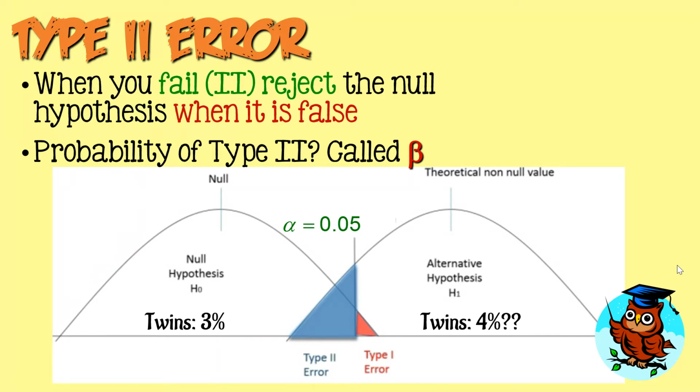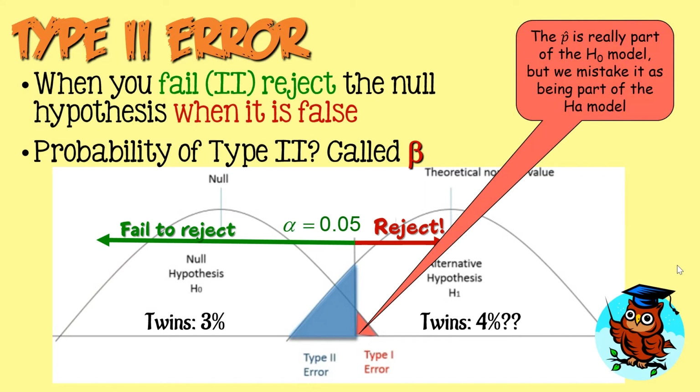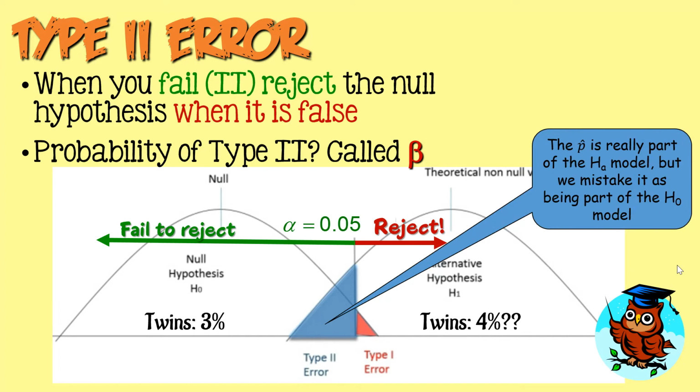So notice that red, type 1, you have failed to reject, and then you kind of see it floating on either curve, which is kind of weird. So again, on that side is a failed reject, on the other side is the reject. So you can see I reject when I shouldn't, I failed to reject when it's false. And again, my p hat is really part of the null, but we mistake it as being part of the alternative. And same thing with the type 2. Really, my sample is significant, but I mistake it and say, no, it's not significant.